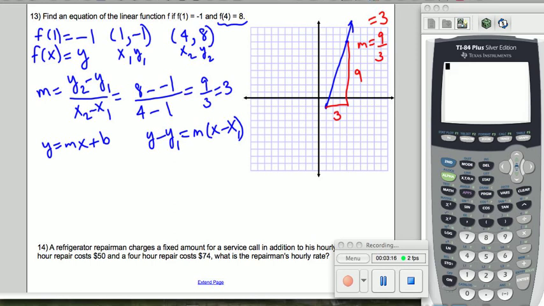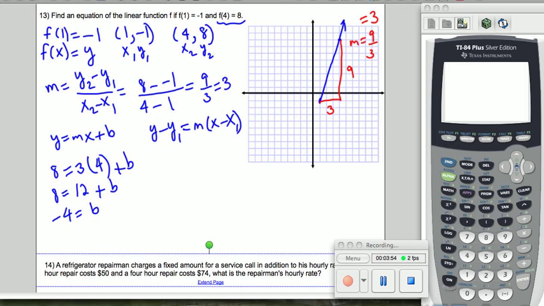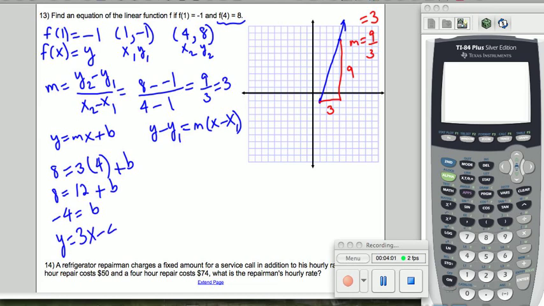So we're going to pick either of the points that we were given. I like to pick the ones that don't have anything negative in them, so I'm going to use 4, 8. You're going to put 8 as your y equals m, that's your slope, which we found to be 3, times x, the corresponding x for that point is 4, plus b. Now we're going to solve for b. So we subtract 12 from both sides, so we get b is -4. So that means y equals 3x minus 4. That's the equation of the line.